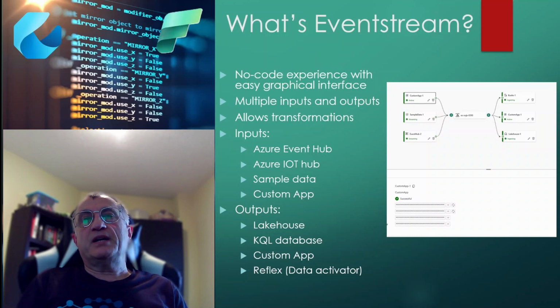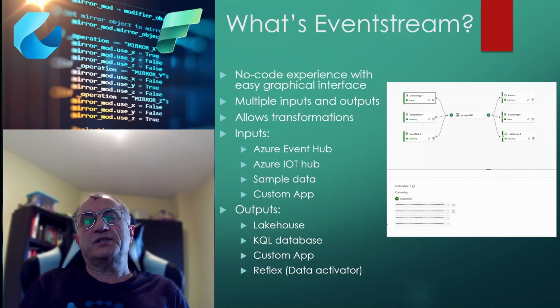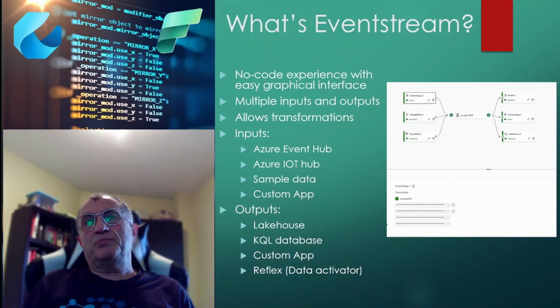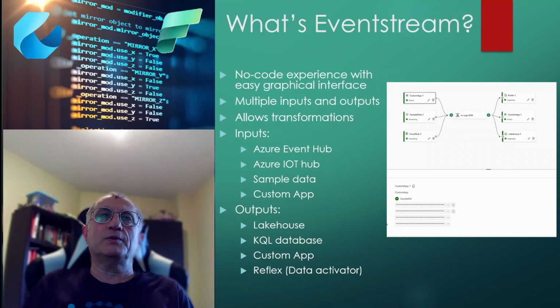The Reflex is a destination associated with the Data Activator service in Microsoft Fabric. This service allows you to react to changes in your data and perform some actions. For example, using Data Activator, you can inform certain users about the change in your data. You can set a certain threshold, and whenever that threshold in your data is passed, you can either send notifications, or you can run a Power Apps application that can perform certain actions.